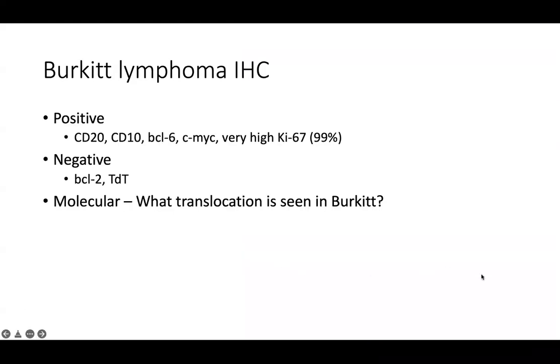So Burkitt cell lymphoma immunohistochemical stain workup includes, again, CD20 for your B cell workup. CD10 can also be positive, as well as BCL6, c-Myc, and very high Ki67. Again, these cells are proliferating very drastically, and so Ki67 index will be high. Usually, Burkitt cell lymphoma is negative for BCL2 and TDT.